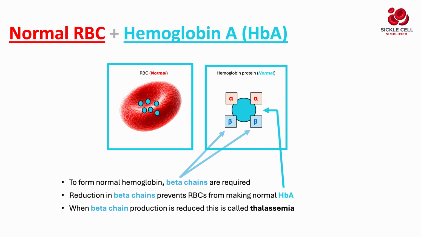Let's take a look back at a normal red blood cell with regular hemoglobin A. To form this normal hemoglobin, beta chains are required. Any reduction in the beta chains is going to prevent red blood cells from being able to make that normal hemoglobin A. When beta chain production is reduced, this is called thalassemia.